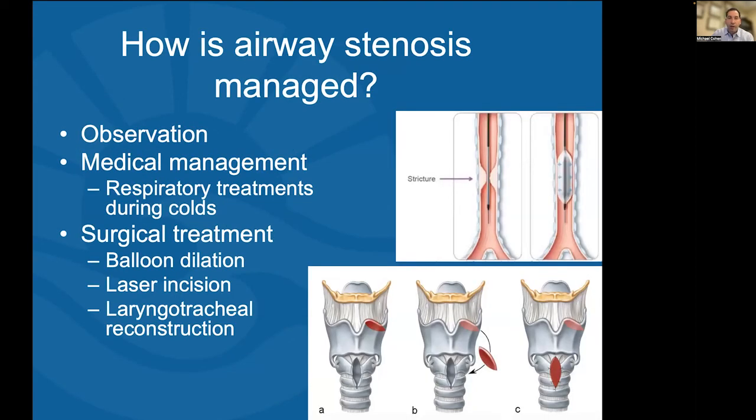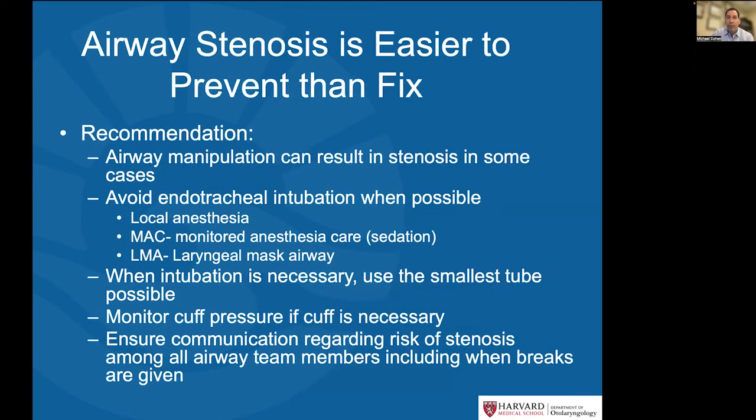So how do we manage airway stenosis? One is with observation. If it's mild, we can just keep an eye on it. Medical management with control of acid reflux and respiratory treatments during colds. And then there's surgical treatment, which can be done with a balloon dilation or laser incision of the stenosis, or in severe cases, laryngotracheal reconstruction, where a portion of the trachea is widened by placing a cartilage graft into that location. But in general, airway stenosis is much easier to prevent than to fix.